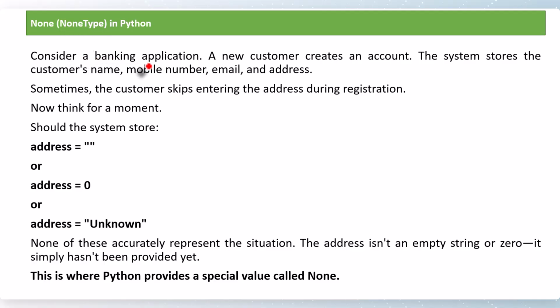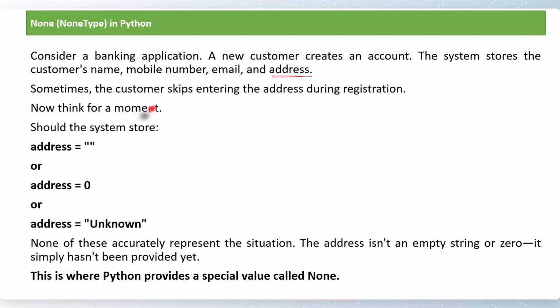So consider a banking application. A new customer creates an account. The system is going to store the customer name, mobile number, email, and address. But sometimes the customers skip the address during the registration. Now, think a moment here.